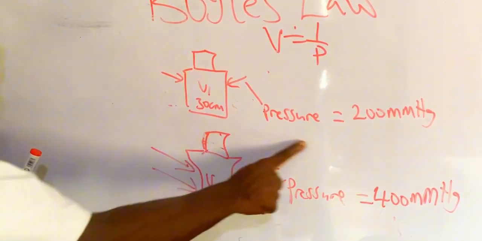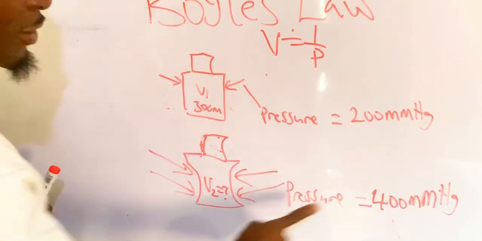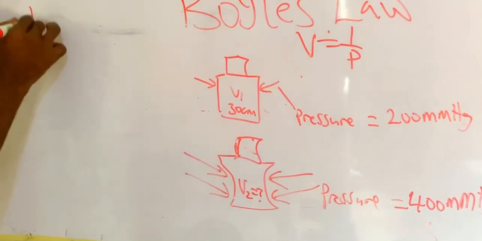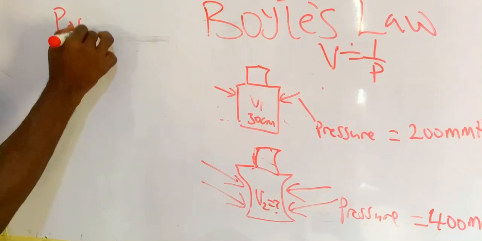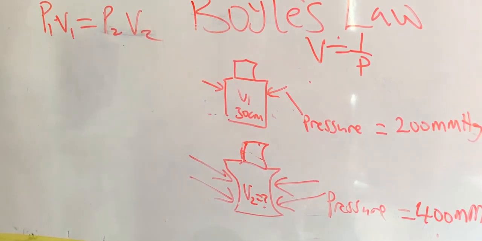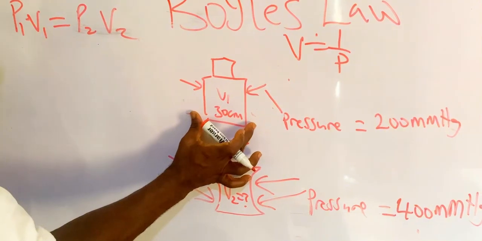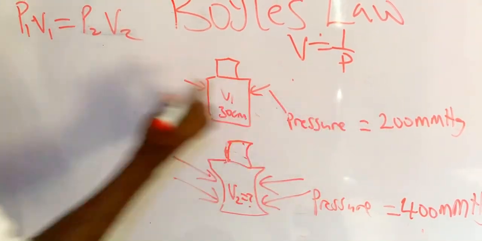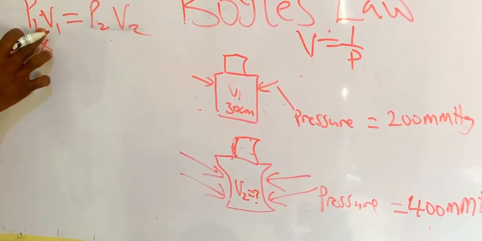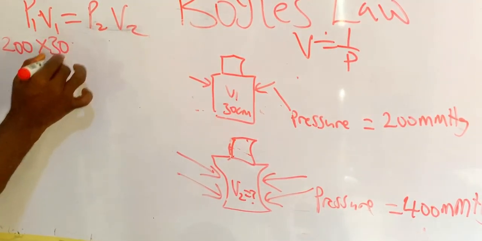Remember, here the pressure was low. Look at the volume we had. But now look, the pressure has increased. What volume do you think we are going to have? Now we go back to our formula of Boyle's law, which explains that P1 V1 equals P2 V2. I hope you recall this formula. Now, what is my P1? It means the first pressure acting on the container, and that pressure was given as 200 millimeter mercury. What volume was attained when the pressure was 200? The volume is 30 cm cube.